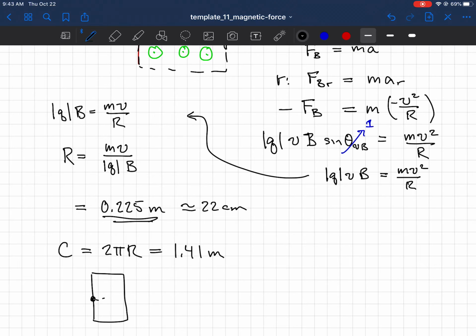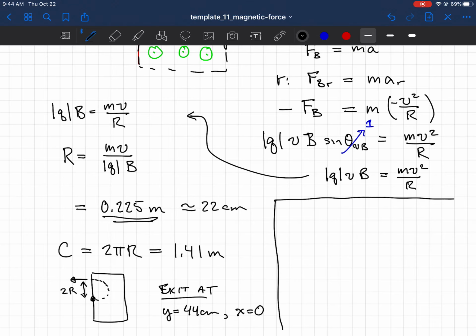So here's our box. The particle comes in here. It's going to go like this, and it's going to exit exactly 2r away from where it came in. So it's going to exit at y is equal to 44 centimeters, x is equal to 0, and z is equal to 0 because we assumed it was at the origin in the xy plane. Okay, so we found out where it's going to exit.